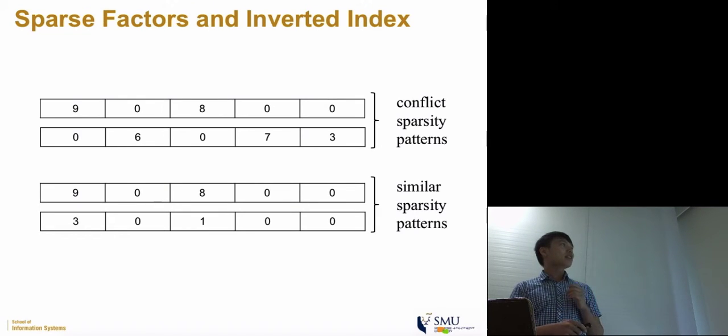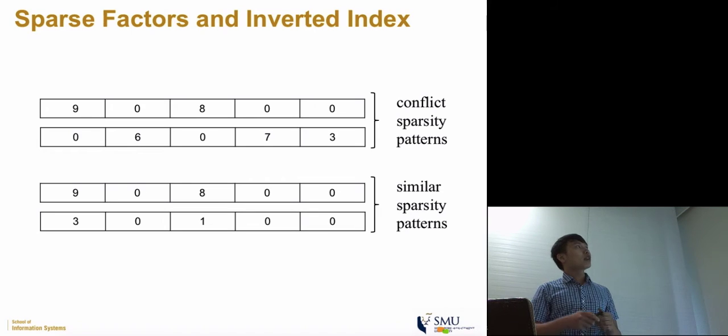Whereas in the second case, you have two sparse vectors, but they have the same non-zero indices. So we say that they have similar sparsity patterns. Now consider vectors with conflicting sparsity patterns, when you compute the inner product, right? The inner product of these two vectors will be 0. And the inner product between the two similar vectors will be greater than 0.